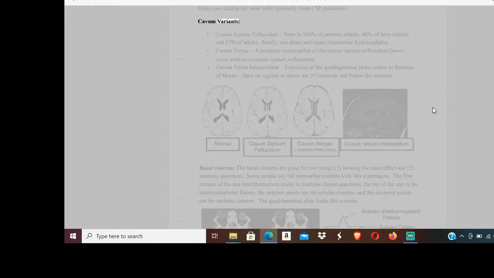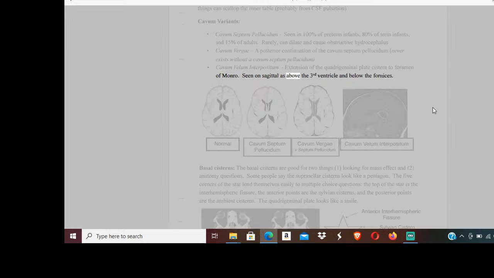Cavum variants. Cavum septum pellucidum, seen in 100% of preterm infants, 80% of term infants, and 15% of adults. Rarely, it can dilate and cause obstructive hydrocephalus. Cavum vergae, a posterior continuation of the cavum septum pellucidum, never exists without a cavum septum pellucidum. Cavum velum interpositum, an extension of the quadrigeminal plate cistern to the foramen of Monro.